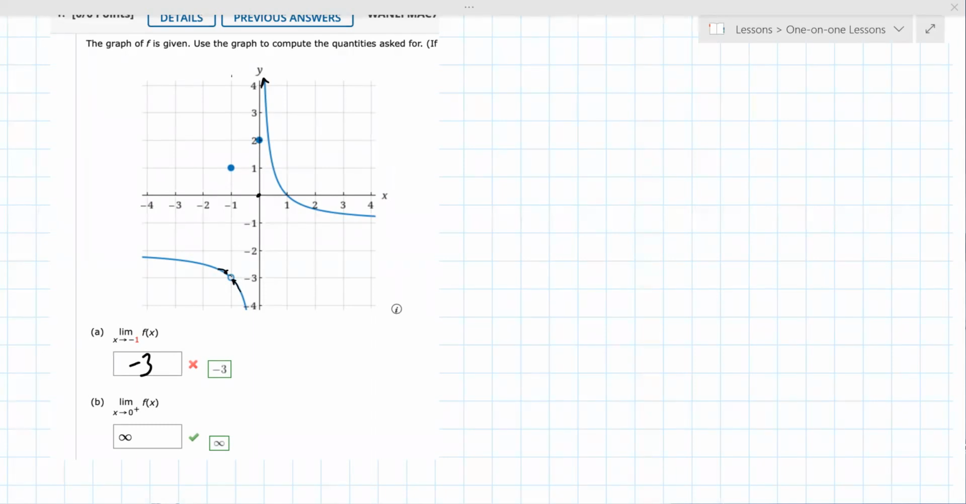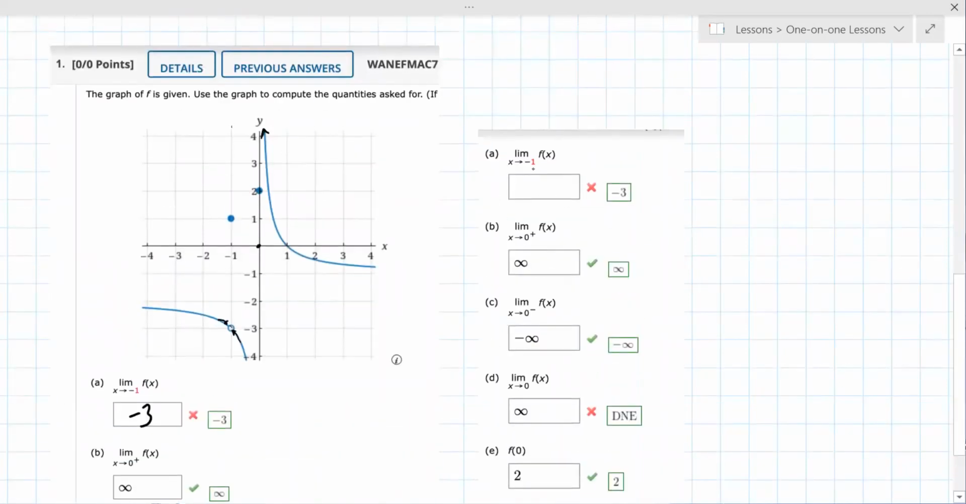All right, so let me pull up the rest of this one. So the next question, let me see if I can get this. Let's get this snipped and put it over here to the right. Okay. So the limit as x approaches -1, we already did that. That's -3 again.